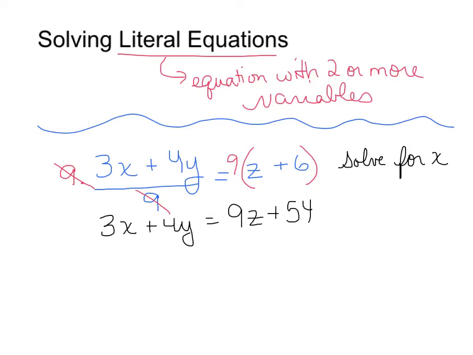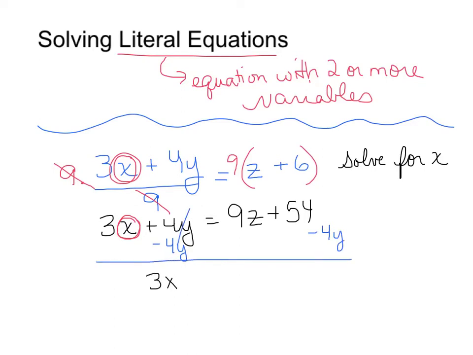Okay. My next step, keeping in mind that I want to solve for x, is to get rid of this 4y. So I'm going to choose to subtract 4y from both sides. Okay. So I'm going to be left with 3x is going to equal, I'm going to choose to write as negative 4y plus 9z plus 54.